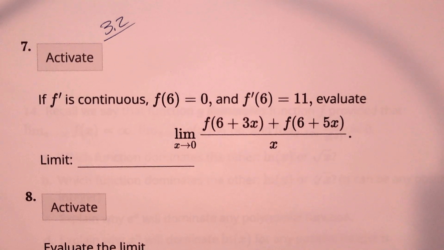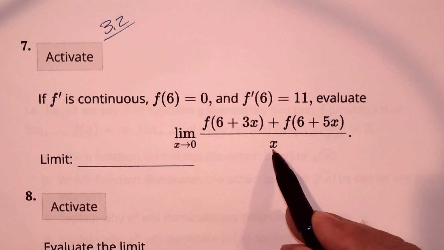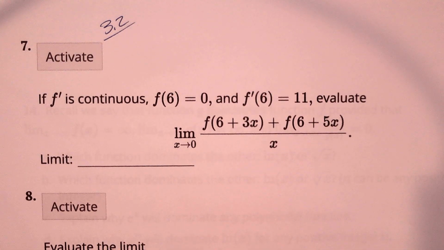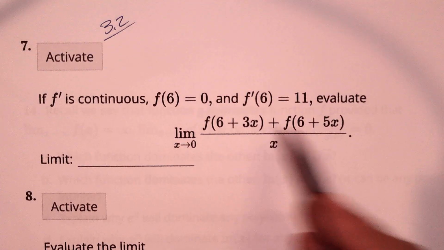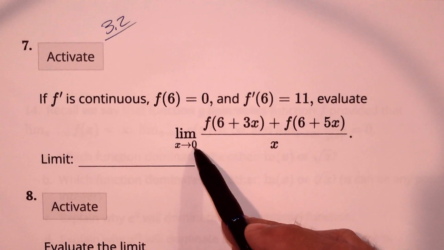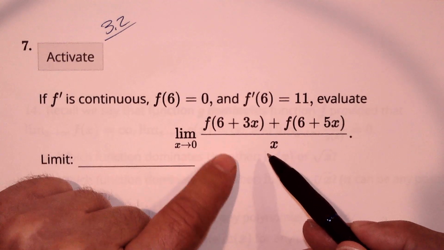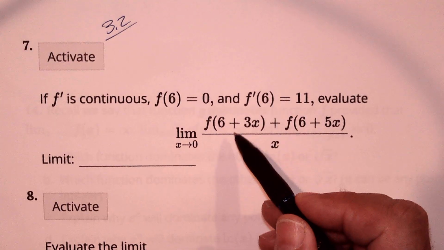Okay, section 3.2, number 7. We're supposed to find the limit of this as x goes to 0. Now, we can look at a calculator, type this into Desmos, and get x closer and closer to 0 and figure this out. But let's go ahead and do it analytically.